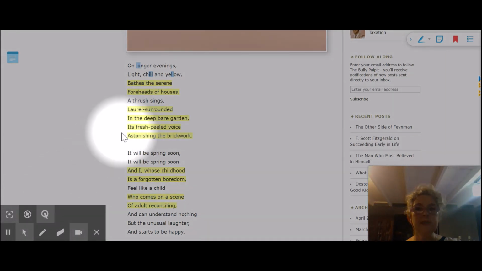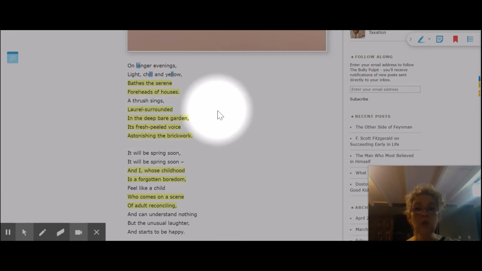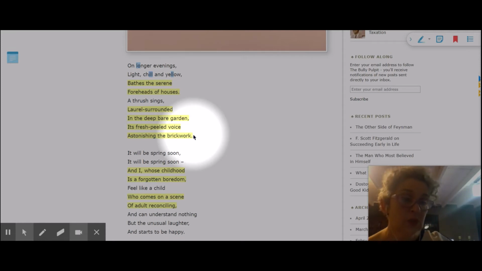However, this laurel surrounded tree, or the laurel surrounded bird, is in contrast with the deep bare garden. The garden is not covered with flowers or grass, because spring is coming.